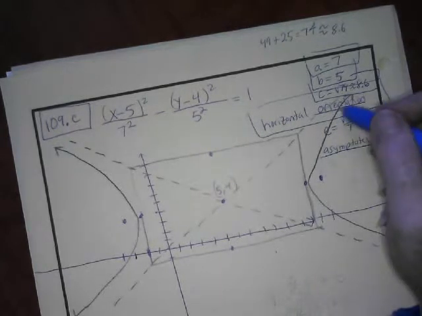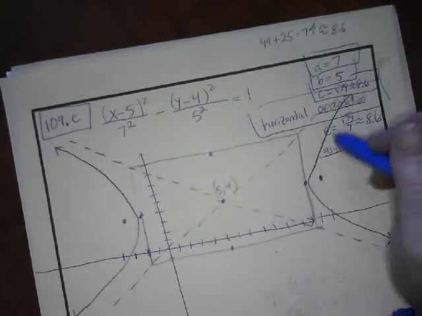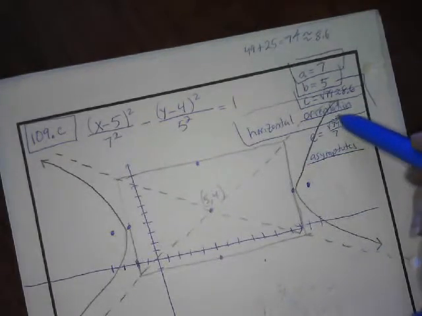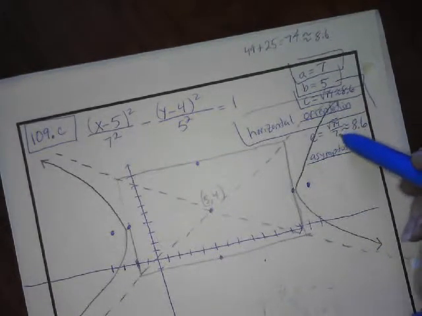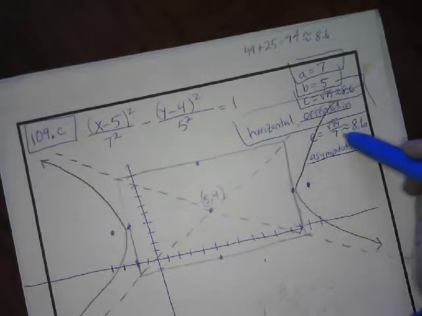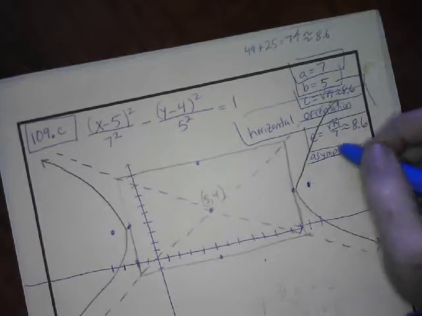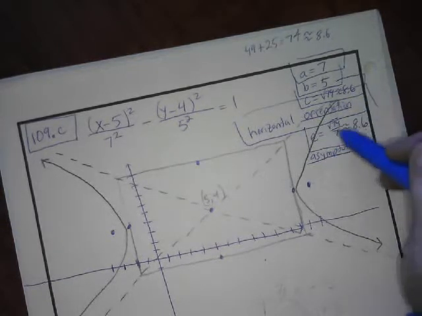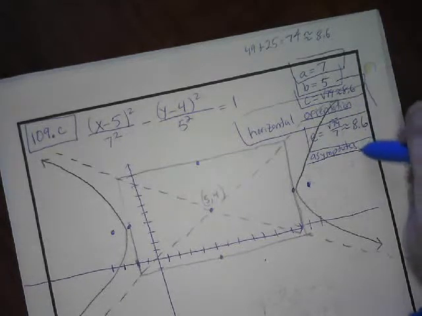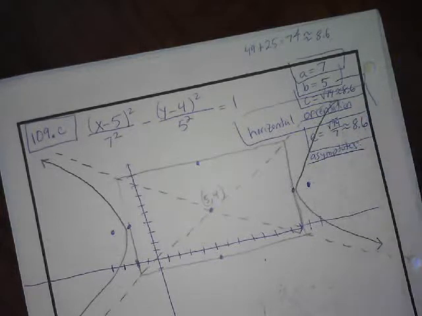E is 8.6, or you can say it's root 74. Oh, I forgot to tell you how to get E. So E, it's just C over A. So C was root 74 and A was 7, so that's E. All these little formulas are in your little blue boxes in your book. Okay, what are the asymptotes? So those take a while to get.